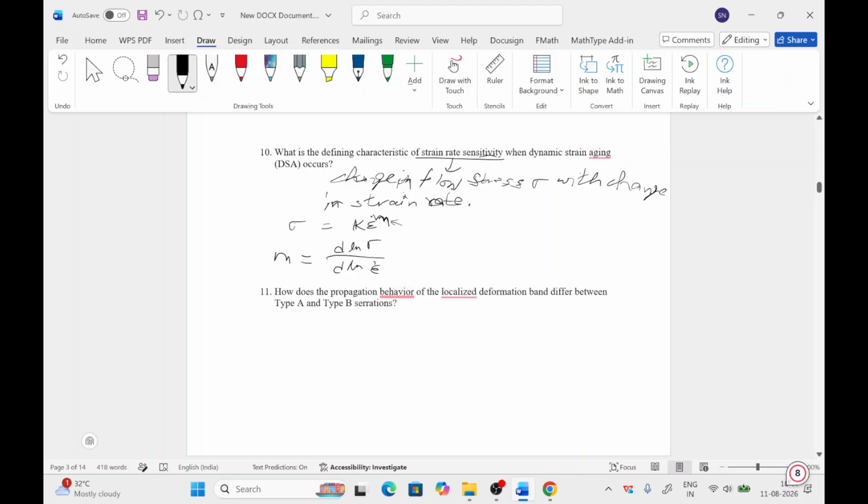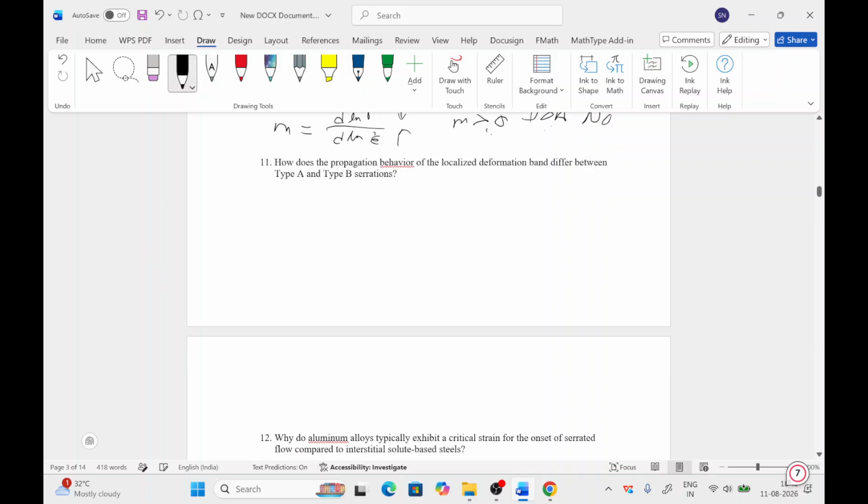The value of M is less than 0 when dynamic strain aging occurs because the flow stress is decreasing with increasing strain rate. So the M value will be less than 0. And if there is no dynamic strain aging, meaning it is not in the range of that strain rate or temperature, the flow stress increases with increasing strain rate. So M will be positive.